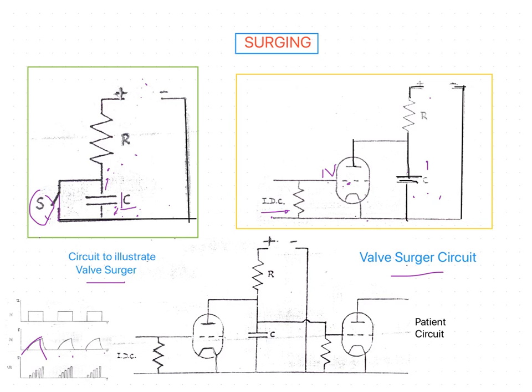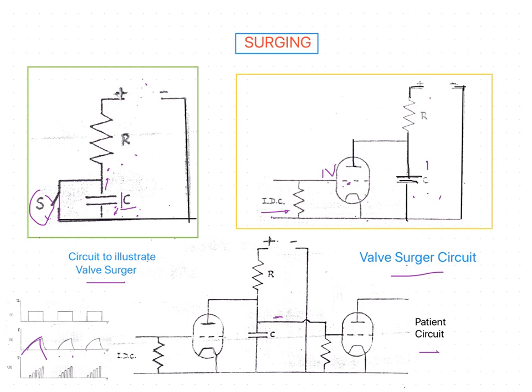In the next case you can see another triode valve included in the circuit, in which the current is surged, and from which current is supplied to the patient. Already the current is surged up to this circuit, and the surged current from this valve surge circuit is connected to the patient circuit further.